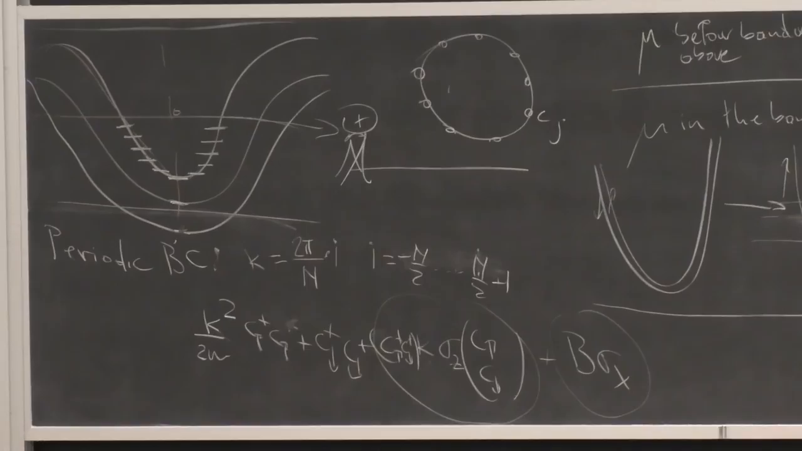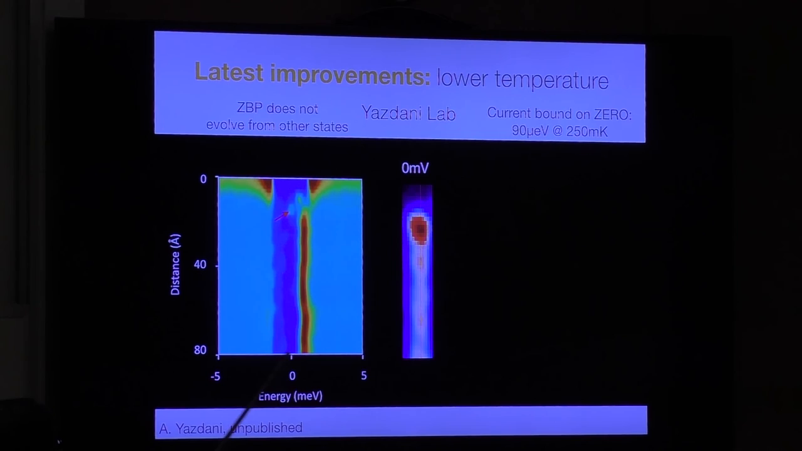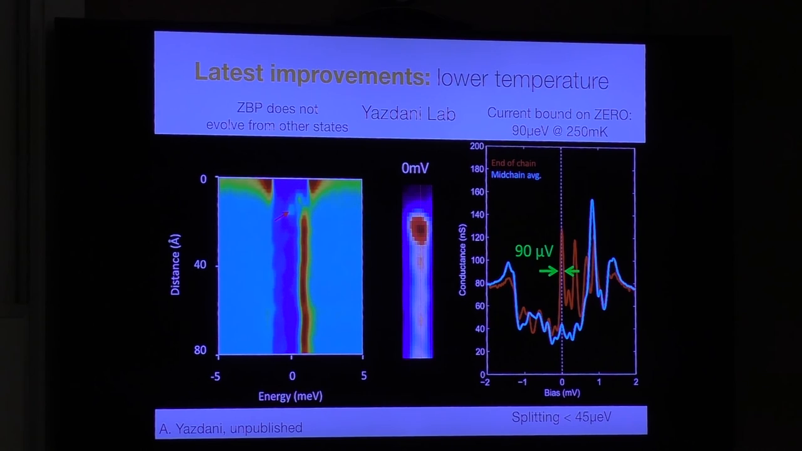So the name of the game as of now is to bound that possible splitting. Of course, if you go to zero temperature and see that it doesn't split, then it is just one Majorana, right? So now at 250 millikelvin, the resolution is much better. The zero bias peak is still here. You can clearly see it. These are Shiba states. There's actually a hell of a lot of them because you've got 5d orbitals. Each of them has its own Shiba state, etc. And the splitting of the zero bias peak is less than 45 micro electron volts. So this will be published later.